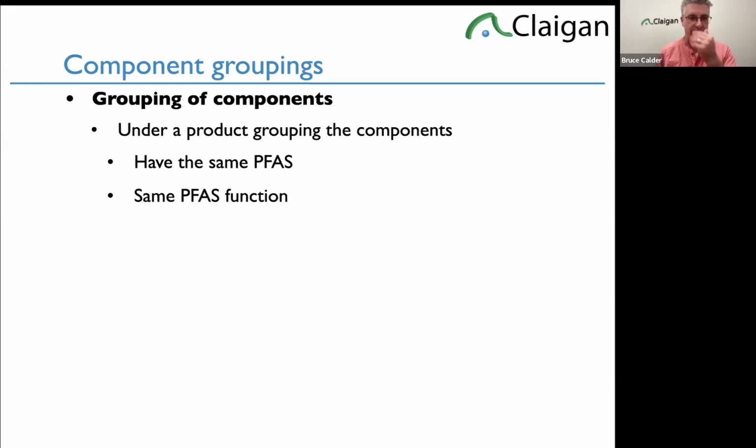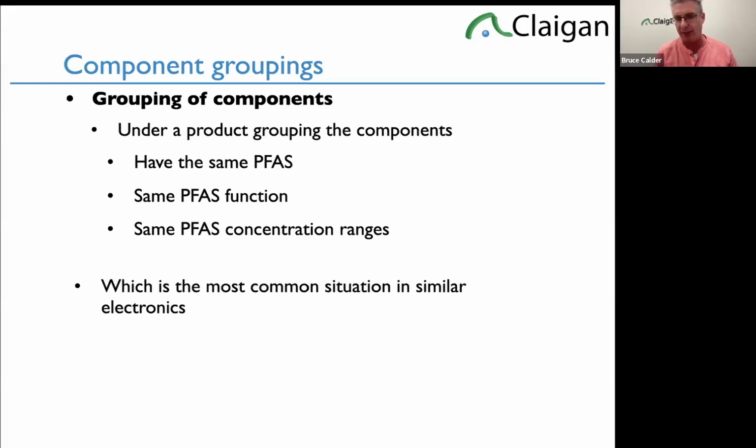That's the component type. They have to have the same PFAS function and the same concentration ranges, which is normally why it's there. Most of the time, the reason you have PFAS is not because you're doing something unique. You're using it for the same reason everybody else uses it for that function. It's a very common situation in similar electronics, where the components you're using in different products might be from different suppliers, but the same 4 or 5 reasons apply for components that have PFAS in them. You're normally not doing different things.